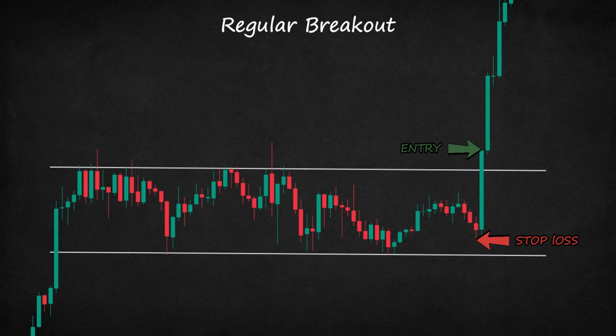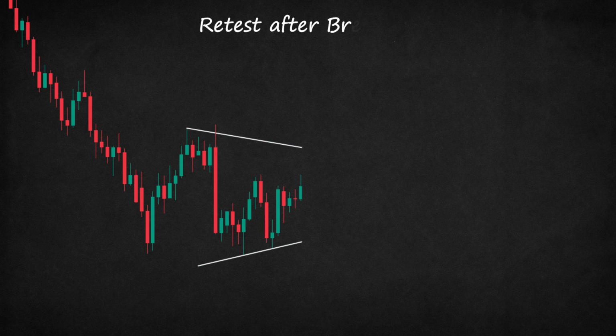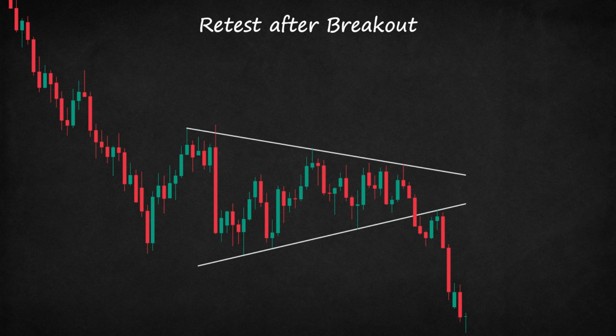This type of breakout is hard to trade because the stop loss will be bigger and there are a lot of fake outs and liquidity grabs happening after a regular breakout. The second type is the retest after breakout. It happens when the price retests the key level after the breakout. Most traders use this type of breakout because the stop loss will be tight and the profit will be big. It works super amazing with a reversal candlestick pattern.